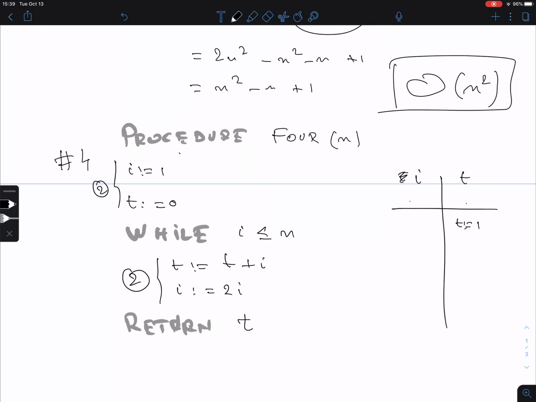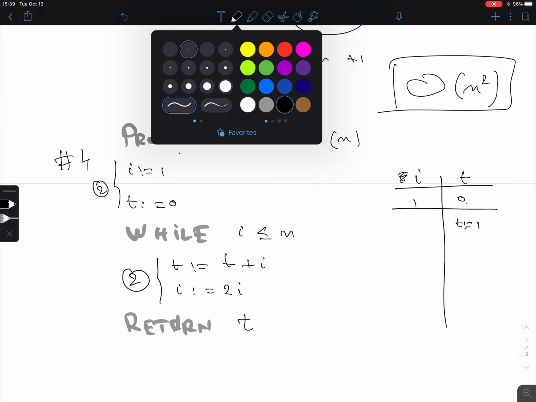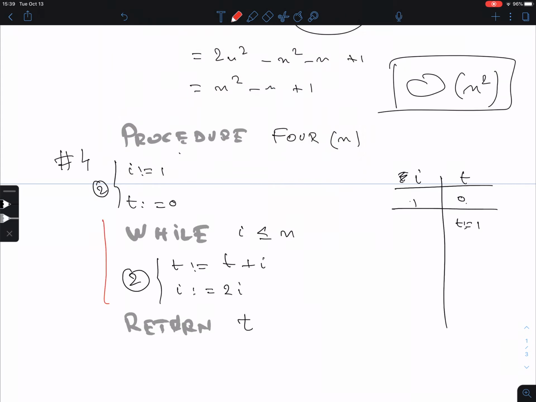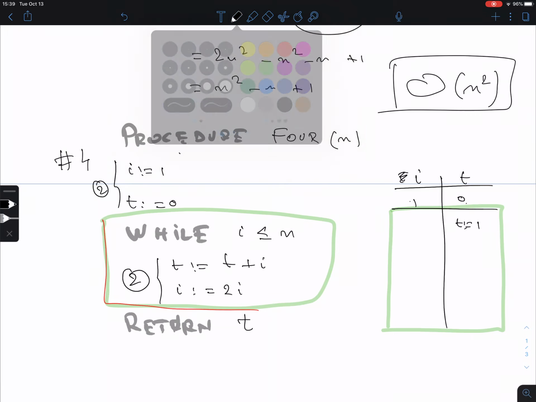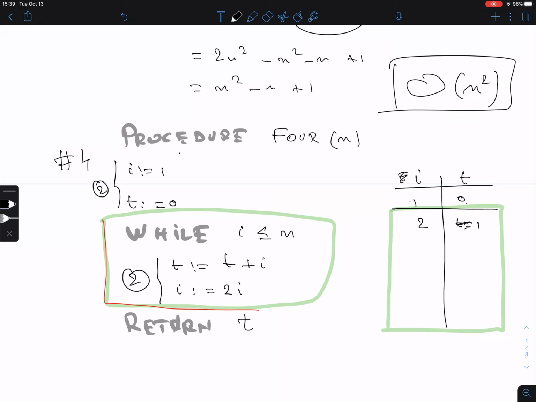So the initiation here puts I equal to 1 and t equal to 0. And so here now starts our loop. I'll color it a little bit so that you see what I mean. This loop starts here. This is the calculation, what happens inside that loop. I change t to 1 and I is doubled, it becomes 2. So t is 1 and I is 2.